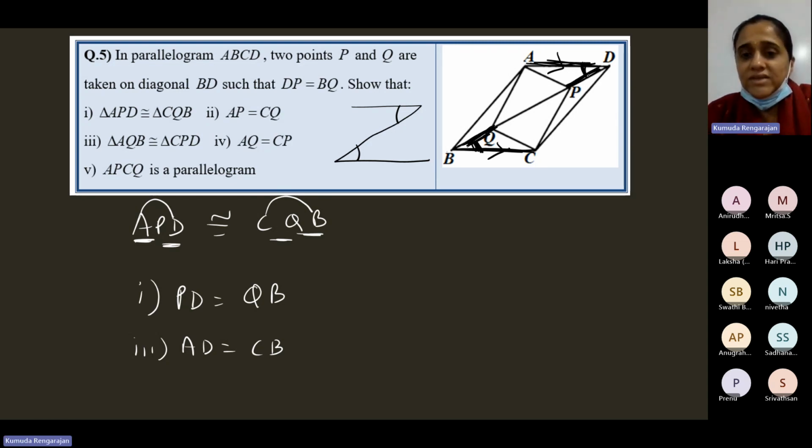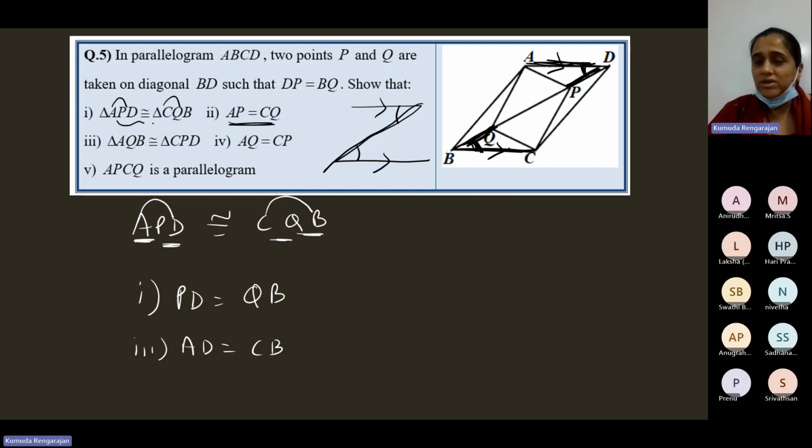This angle is equal to this angle because alternate angles are equal. These two lines are parallel and this is the transversal, so alternate angles are equal. So these triangles are congruent. And by CPCT we get AP equal to CQ. Because we proved that these two triangles are congruent, from this it follows that AP equals CQ.